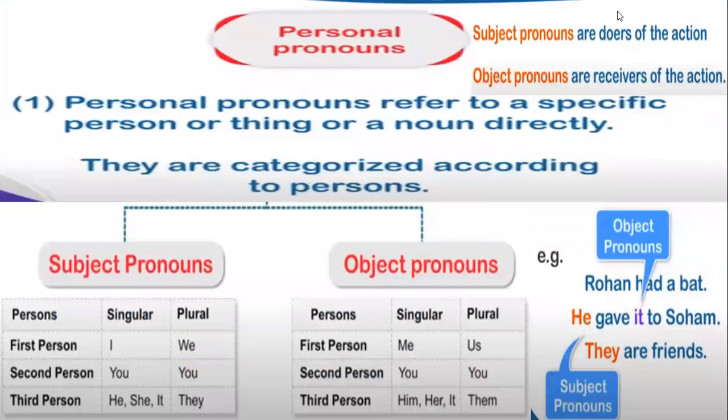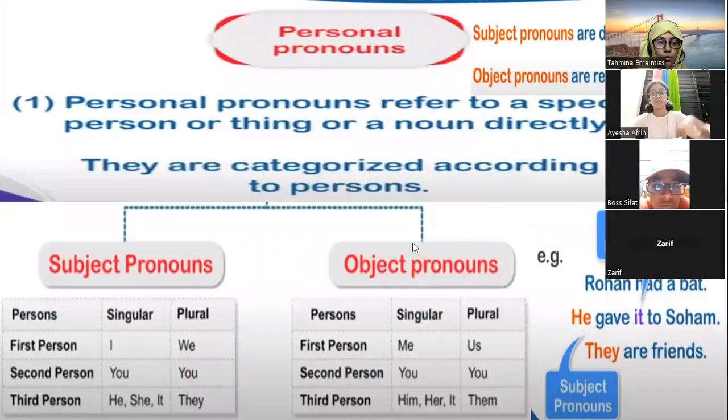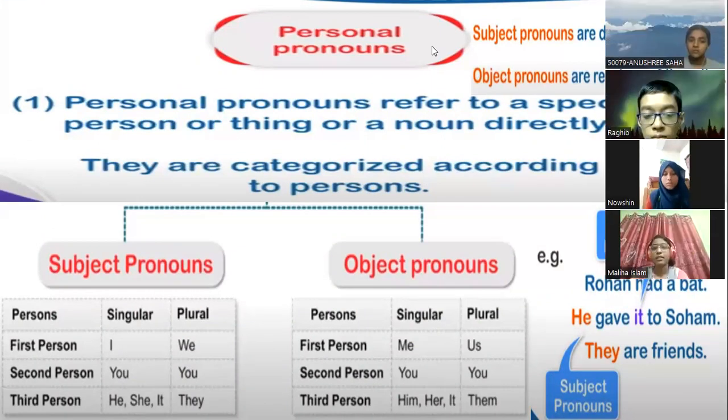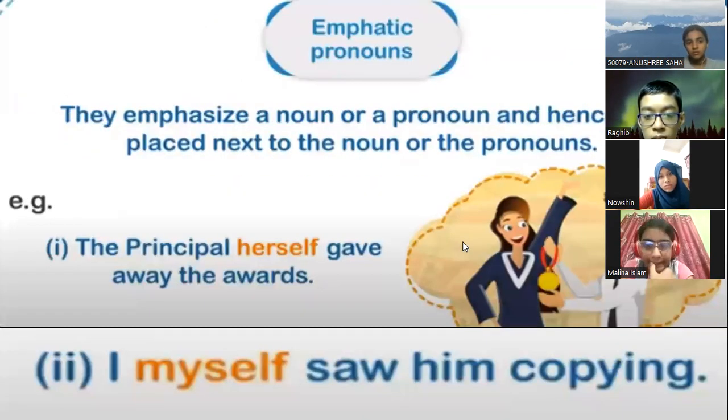So, personal pronouns, we come across these all the time. We go with it so many times. Personal pronouns can be categorized into different persons, like first, second, third. And we all know that subject pronouns and object pronouns vary in the sentence, right? Subject pronoun, when do we use it? We use it as the subject of the sentence. Object pronoun, we put at the end of the sentence or in the middle of it. Yes. Okay, then I will go with the emphatic.